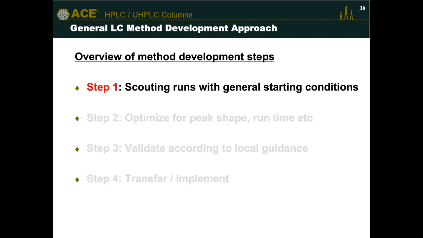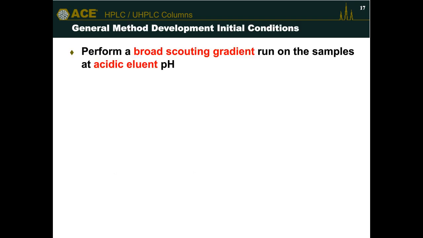How do we calculate our starting conditions? Well, typically we perform a broad scouting gradient run with our samples to begin with, normally under acidic conditions. It's always under acidic conditions unless the application indicates otherwise due to sample instability or some other physicochemical parameter which would indicate acidic pH would not be suitable.